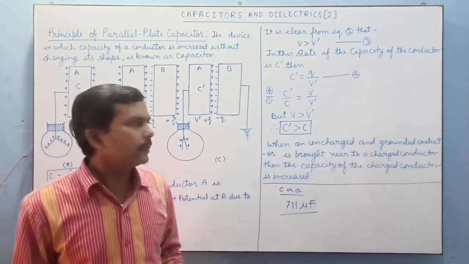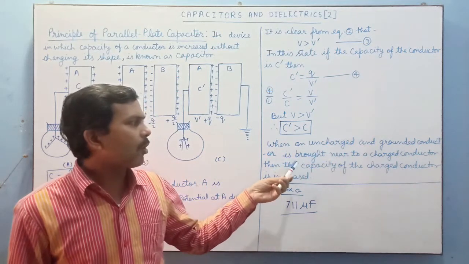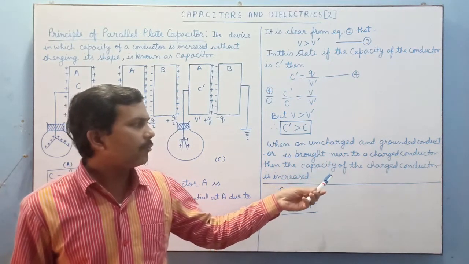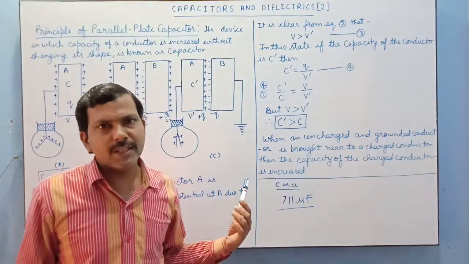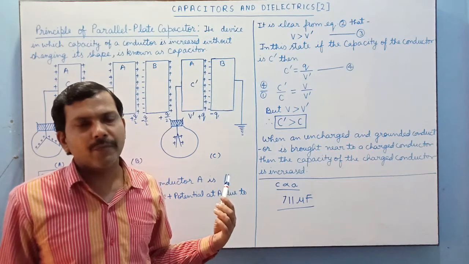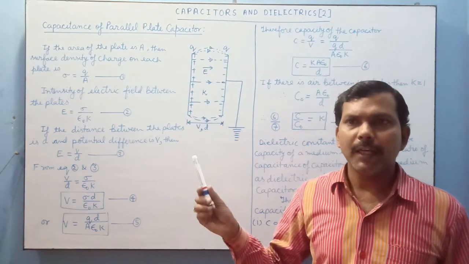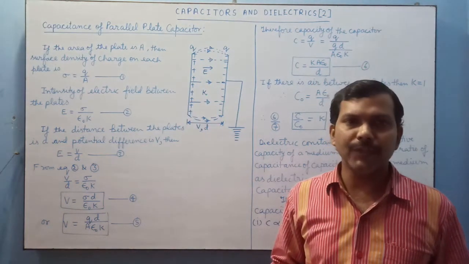This shows that when an uncharged and grounded conductor is brought near to a charged conductor, then the capacity of the charged conductor is increased. And this is the principle of a capacitor. Next we discuss the capacitance of a parallel plate capacitor.